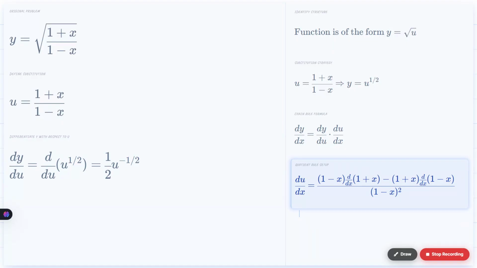We set up the quotient rule for du divided by dx. We do this to prepare for finding the derivative of a fraction. The quotient rule is the math rule used when one expression is divided by another.